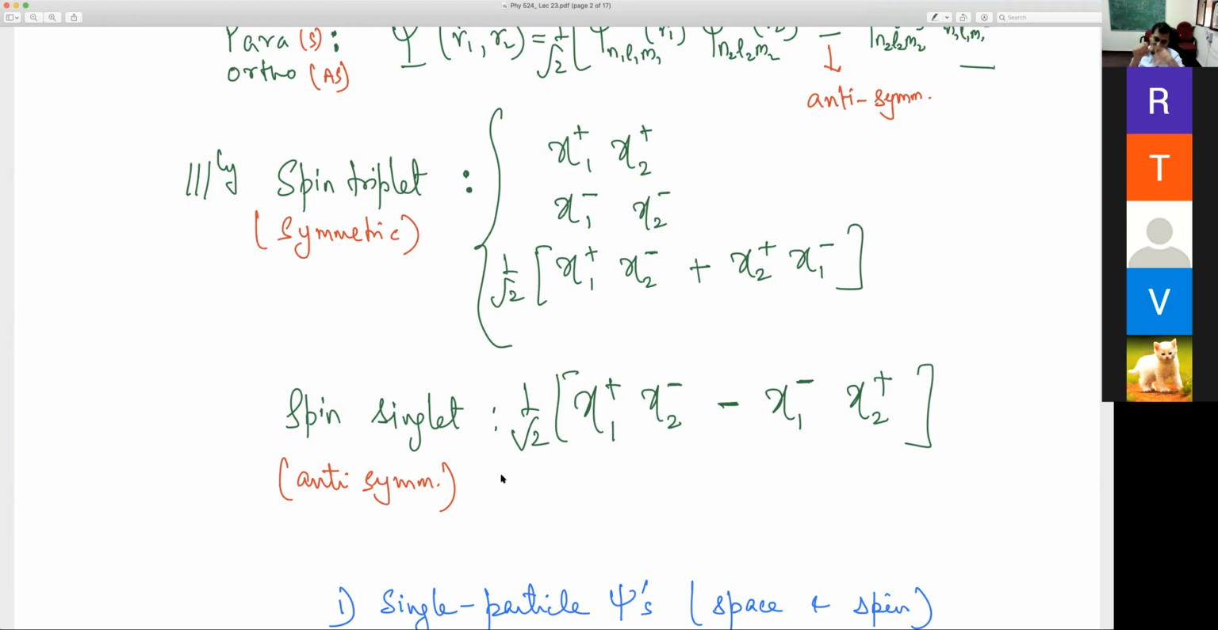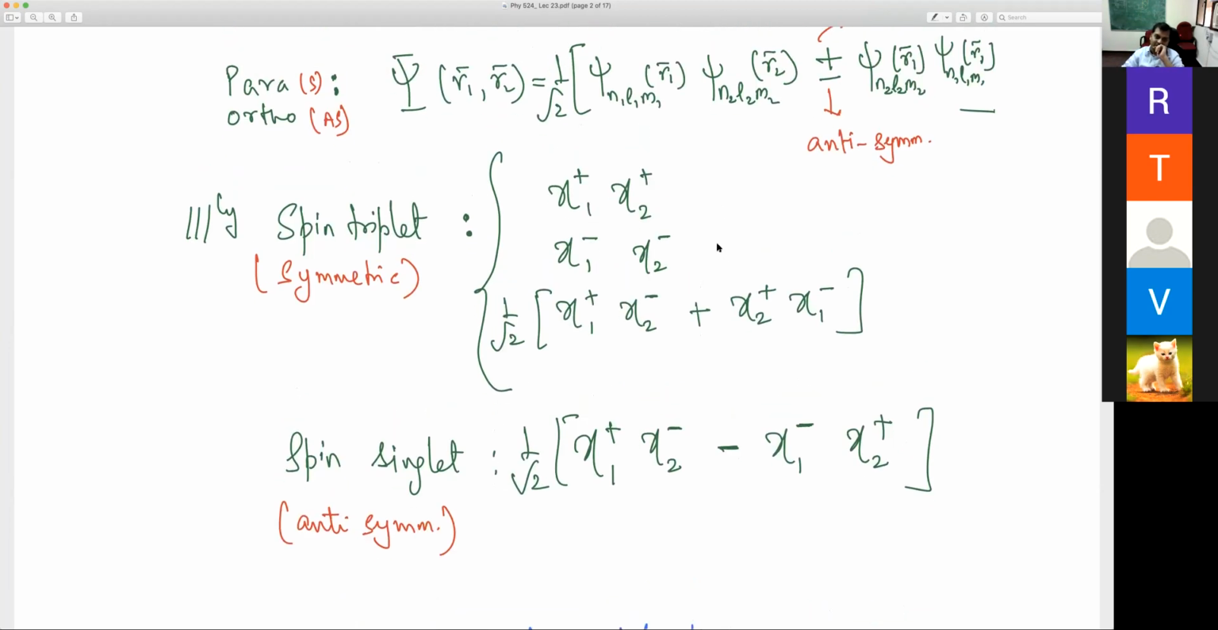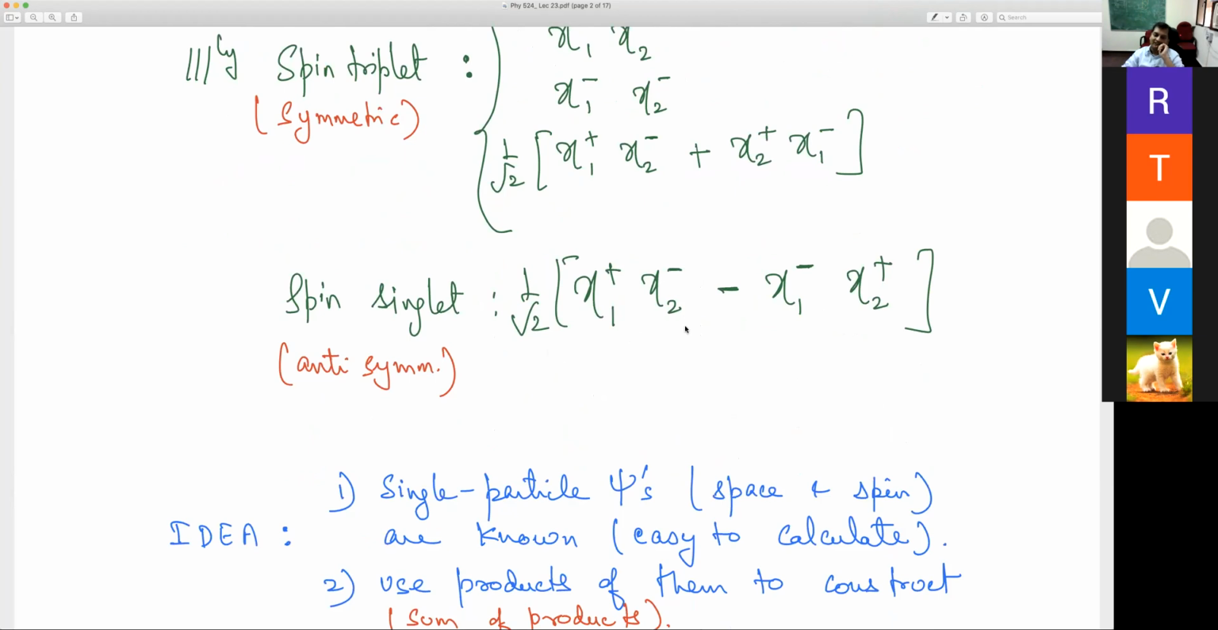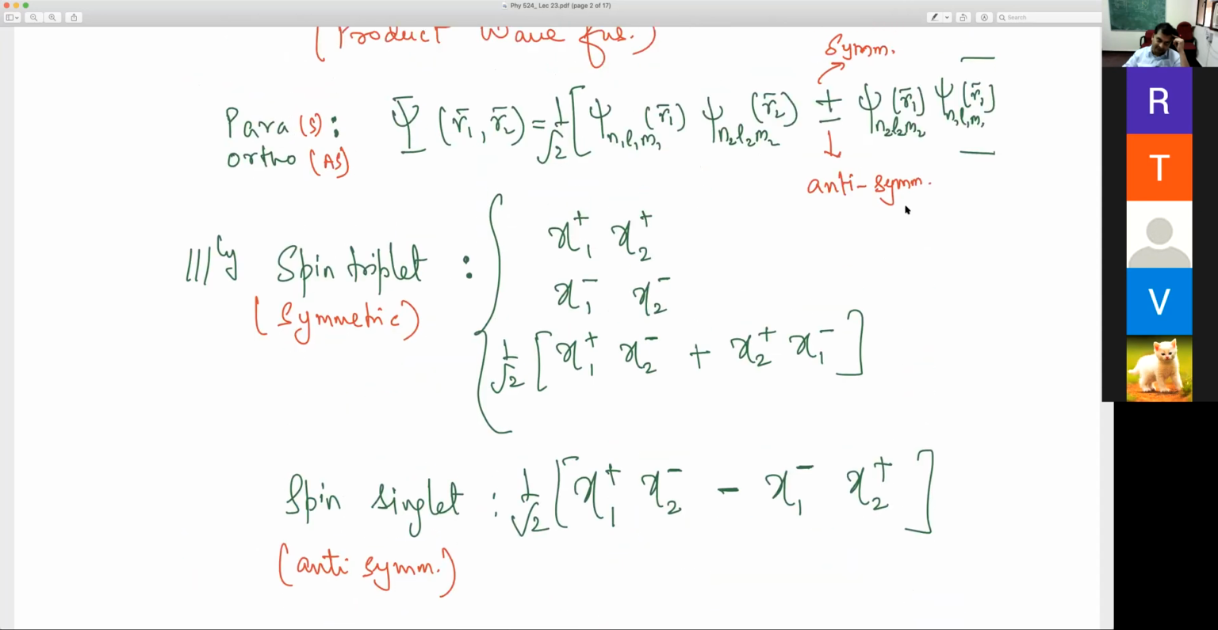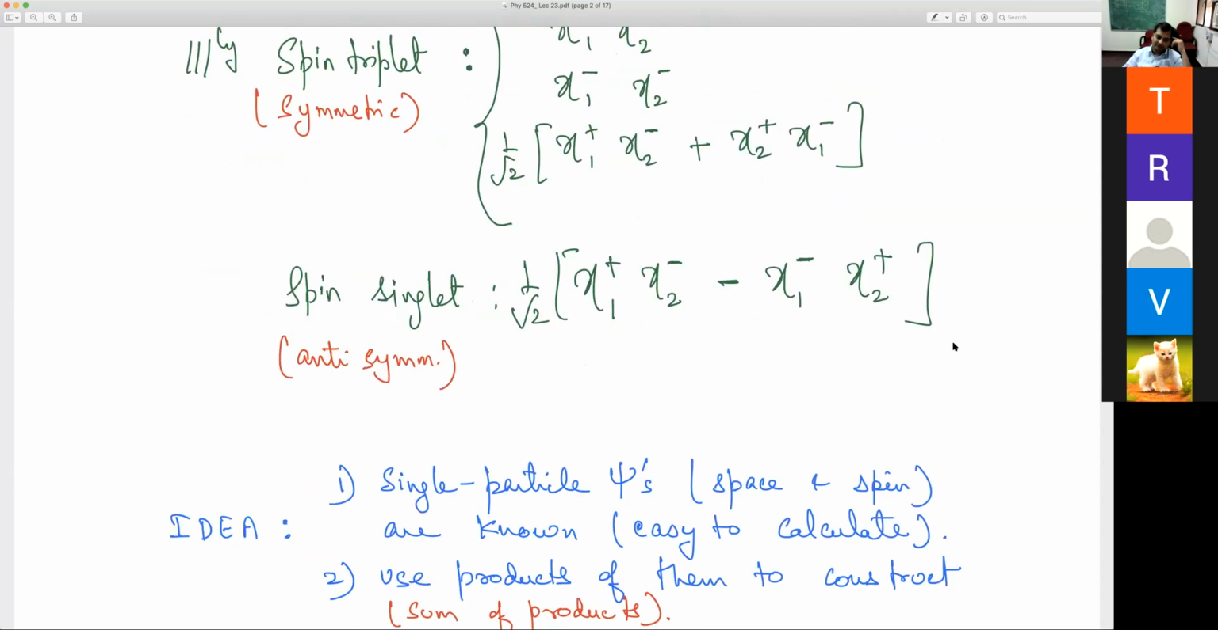And for two spins, there's only one combination which works, which is this anti-symmetric property, which is 1 by root 2 (chi1 plus chi2 minus). So chi1 is up, chi2 is down, minus chi1 is down and chi2 is up, basically. Okay, so this is a spin singlet wave function, which we explicitly showed; these are the symmetric and anti-symmetric parts of the spin wave functions, etc.